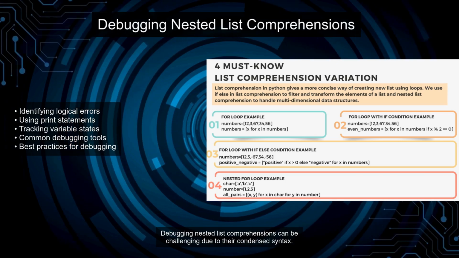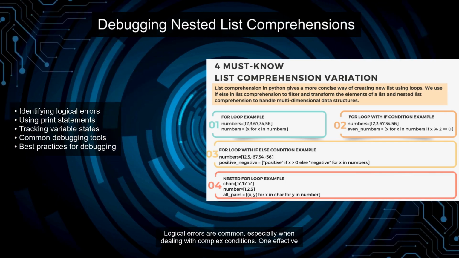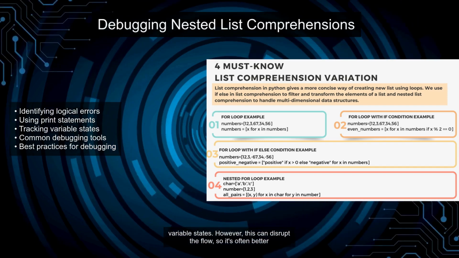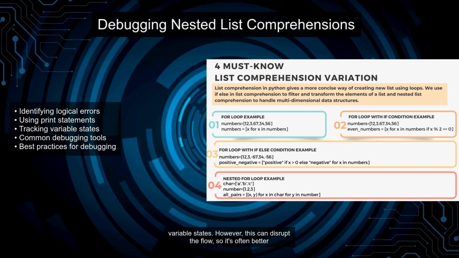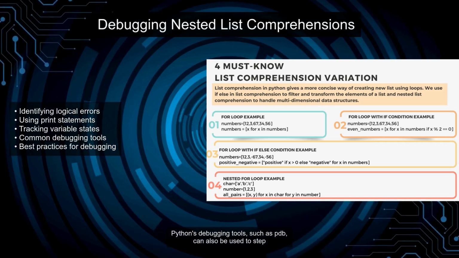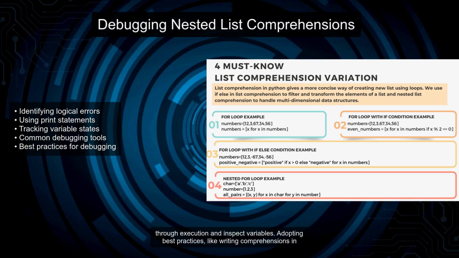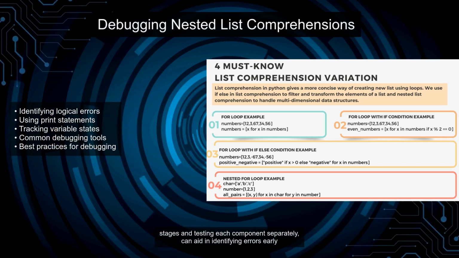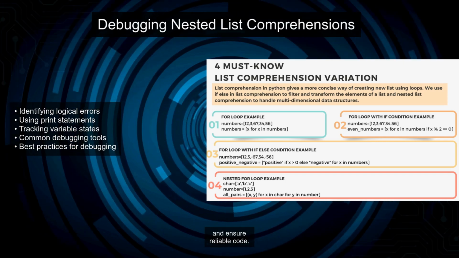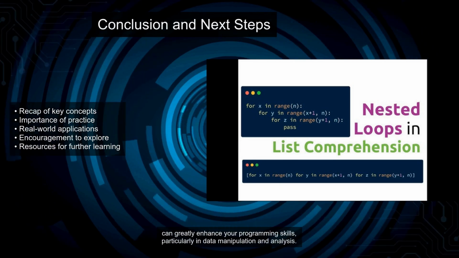Debugging nested list comprehensions can be challenging due to their condensed syntax. Logical errors are common, especially when dealing with complex conditions. One effective method for debugging is inserting print statements within the comprehension to track variable states. However, this can disrupt the flow, so it's often better to convert the comprehension back into traditional loops temporarily for debugging purposes. Python's debugging tools, such as PDB, can also be used to step through execution and inspect variables. Adopting best practices, like writing comprehensions in stages and testing each component separately, can aid in identifying errors early and ensure reliable code.